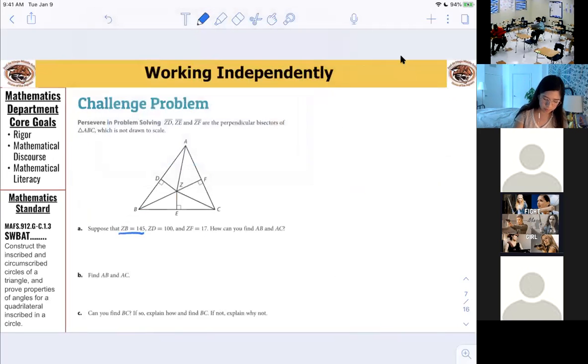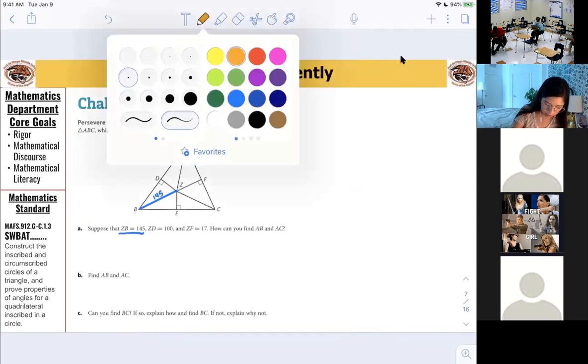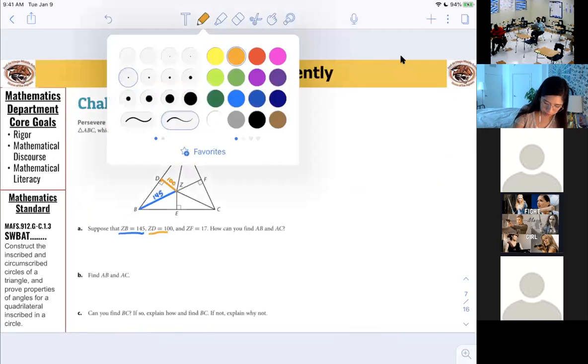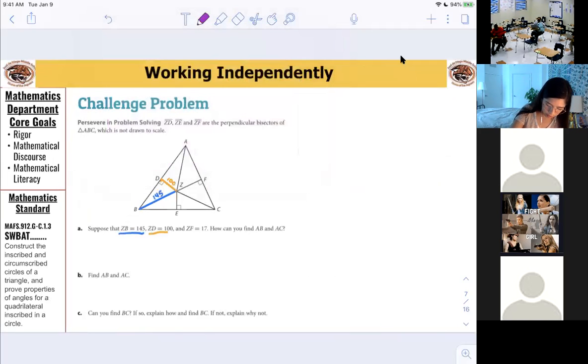ZD, ZE, and ZF are the perpendicular bisectors. Remember that. So ZB is 145. ZD is 100. And ZF is 17.